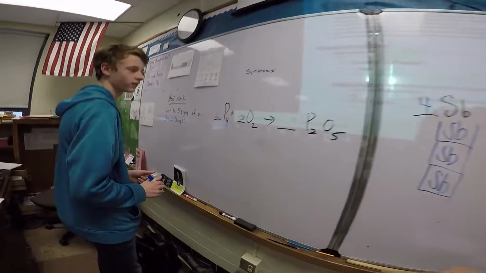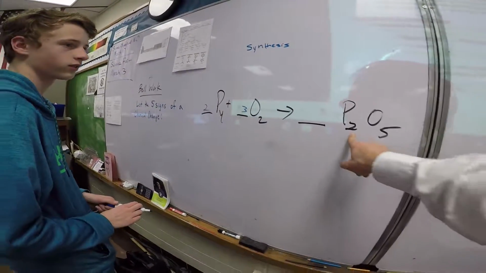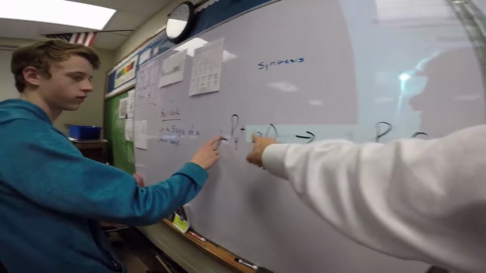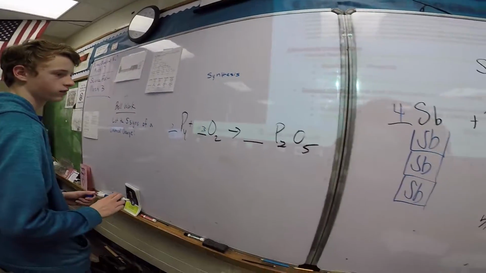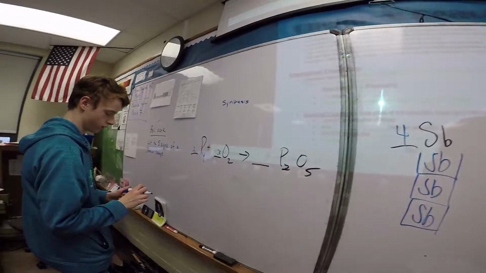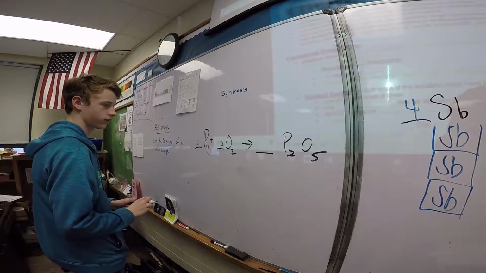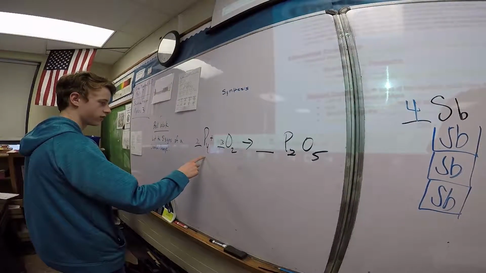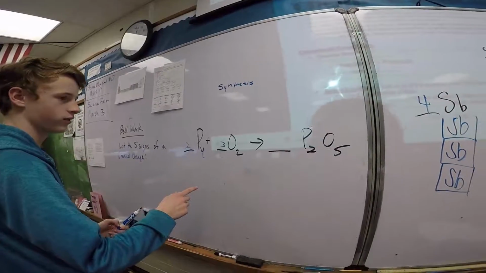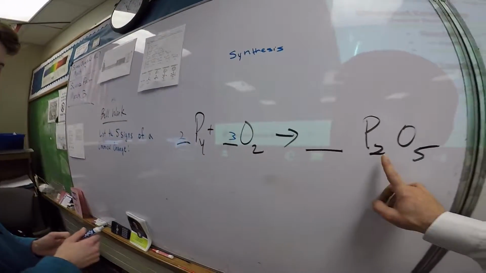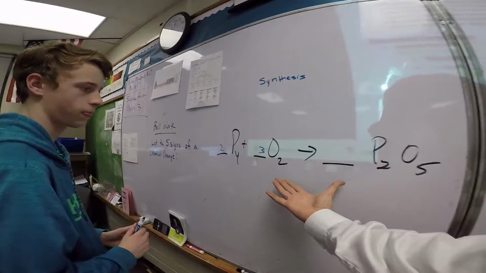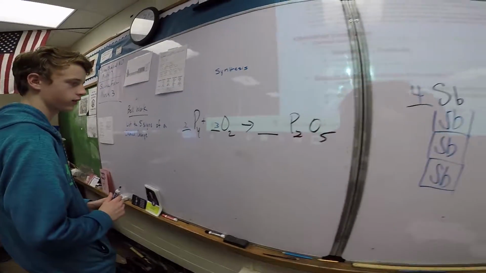Well, if you do 2, you have 8 of these now, and you have 2 of these. And you have 6 of these, and you have 5 of those. That's a problem. You're saying 8 phosphorus, but you have 2 phosphorus here. Conservation of mass, both sides have to be equal.